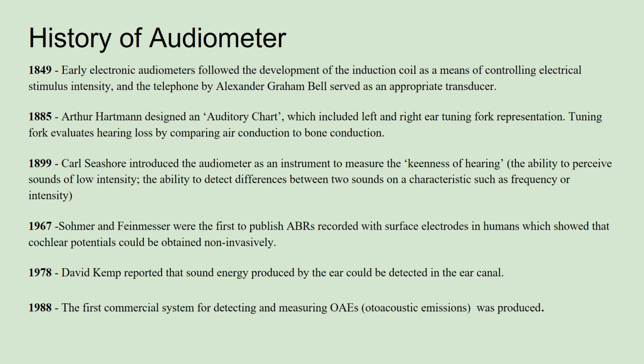In 1885, Arthur Hartmann designed an auditory chart which included the left and right ear tuning fork representations. In 1899, Carl Seashore introduced the audiometer as an instrument to measure the keenness of hearing, which is the ability to perceive sounds of low intensity. And in 1967, Sohmer and Feinmesser were the first to publish auditory brainstem response recorded with surface electrodes in humans, which showed that cochlear potentials could be obtained non-invasively.